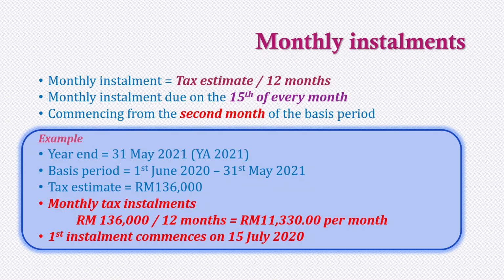Okay, the next one, once you have already estimated how much is your tax liability for that year of assessment, then you start to pay monthly installment. Okay, you have to pay monthly installment, because imagine if you did not pay monthly installment, then when you come to the due date, you have to pay 136,000. So where would the money come from? Because a company has to manage their cash flow.